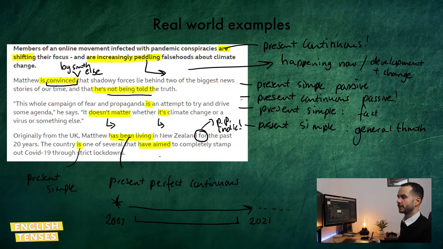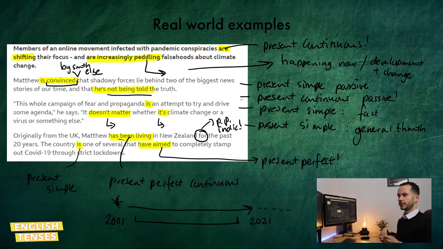One of the several that have aimed to completely stamp COVID-19 is present perfect. So we use present perfect here because they started with aiming at the beginning of the kind of March 2020, right? That's when they said, okay, we're going to do this. And they're still doing that, right? They still aim to eliminate COVID-19 through these lockdowns. So it started in the past, their aim of the lockdowns, and it's still happening. It's still taking place.